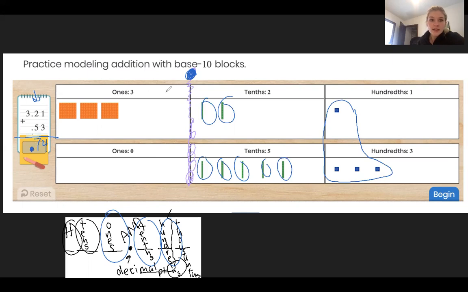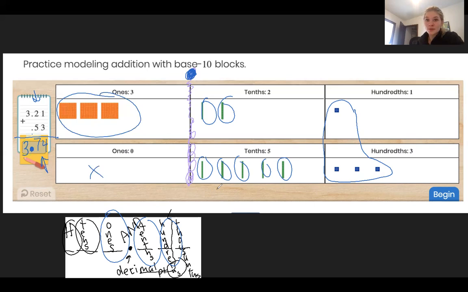And then let's look at our ones place. We have 3 up here and none down here. So we just bring our 3 down, or 3 plus 0. So our final answer, see if you can say that out loud. We have 3.74 or 3 and 74/100. Not so bad. All right.